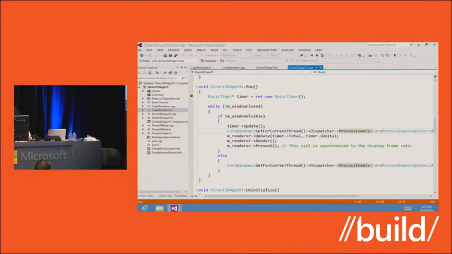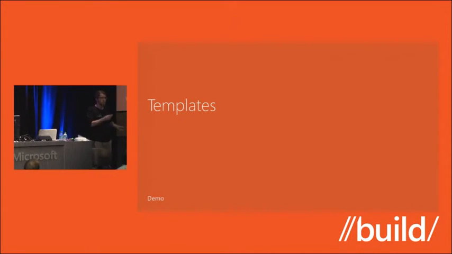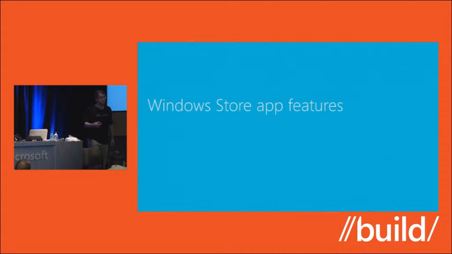So let's switch back to the slides. So I just showed you the fundamentals of DirectX and the fundamentals of C++ and how that goes into the template. But the template's kind of boring. It's a spinning cube. It's got colors. It doesn't even have its own splash screen. So what I want to talk about now is how you can add Windows Store app features using C++.